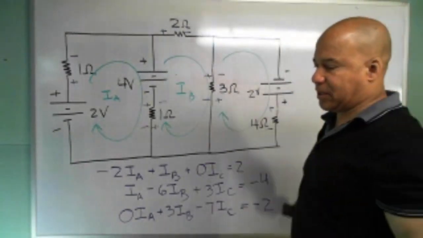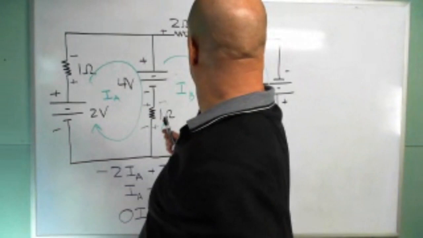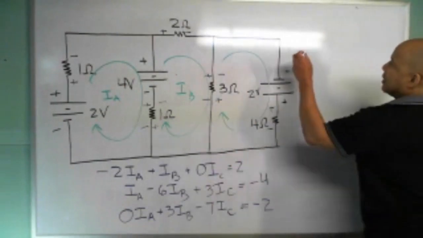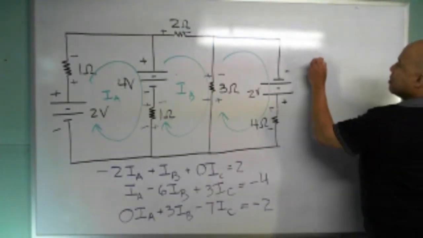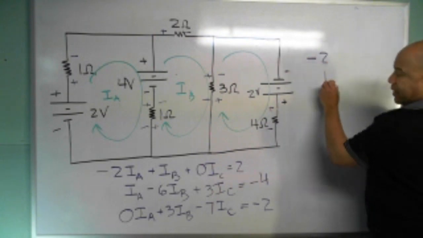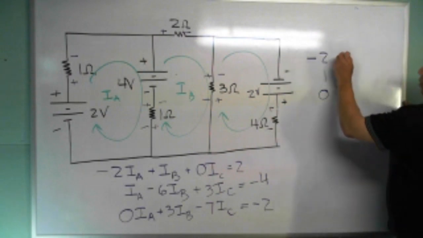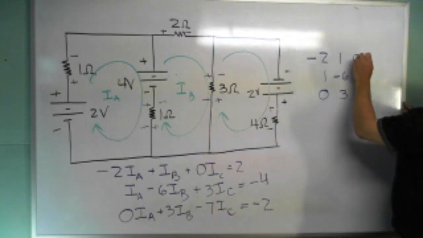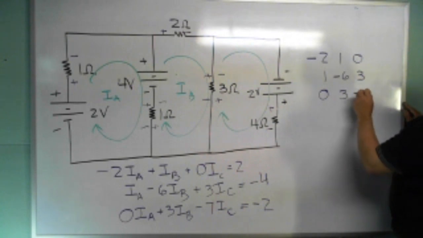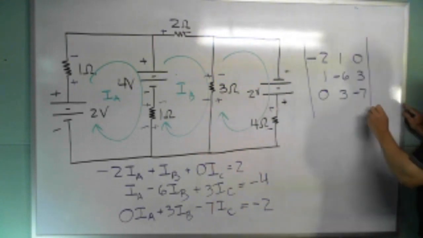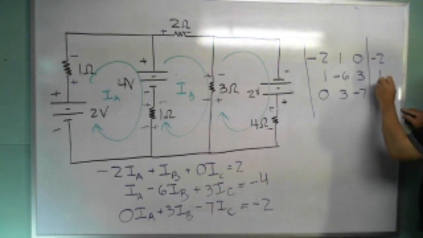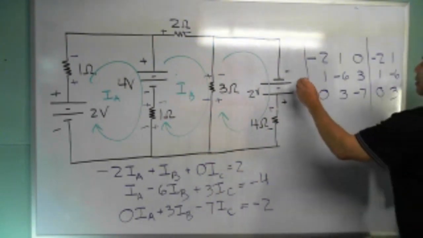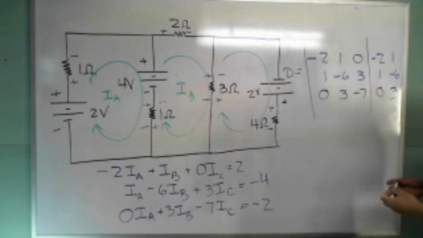Now let's set up the determinant to solve for D. And I'm going to keep using the purple and see if that works for you guys. So I got a negative 2, I got a 1, 0. I got a 1, negative 6, 3, 0, 3, negative 7. And then we'll repeat this: negative 2, 1, 0, 1, negative 6, 3. Now you guys are going to have to calculate that for me.